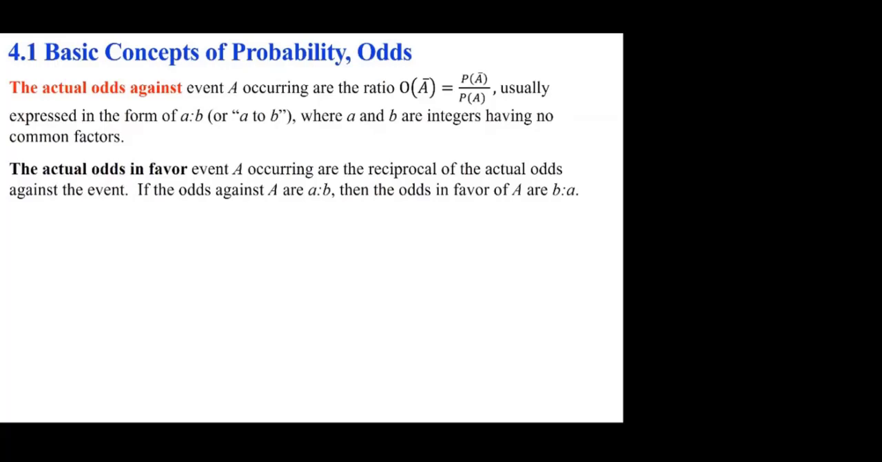Most of the time, we are interested in odds against, but understand, odds for, in this case odds in favor, is written as O of A is P of A over P of A naught, P of A bar, P of A complement. The actual odds against, look at this one. The two are reciprocals of each other.